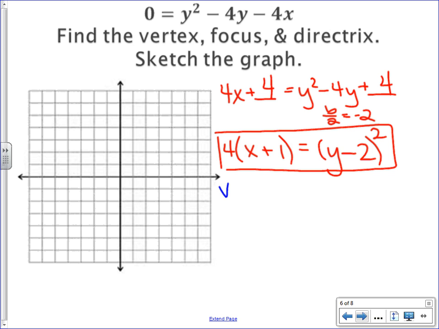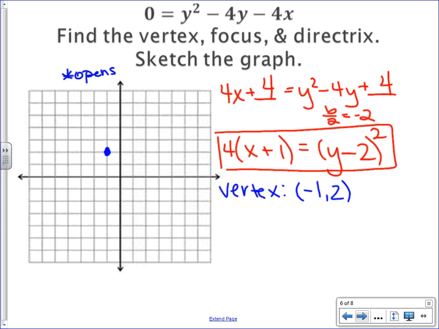Let's identify our vertex. That's the easiest thing to pick out. Where is our vertex? Very good. You are not tricked. It is -1, 2. x minus h, y minus k. So I'm going to plot that: -1, 2. And we said that this was opening to the right? Oh, we just said vertically, didn't we? Shoot. Is it opening right or left? Horizontally, I said vertically, I'm sorry.